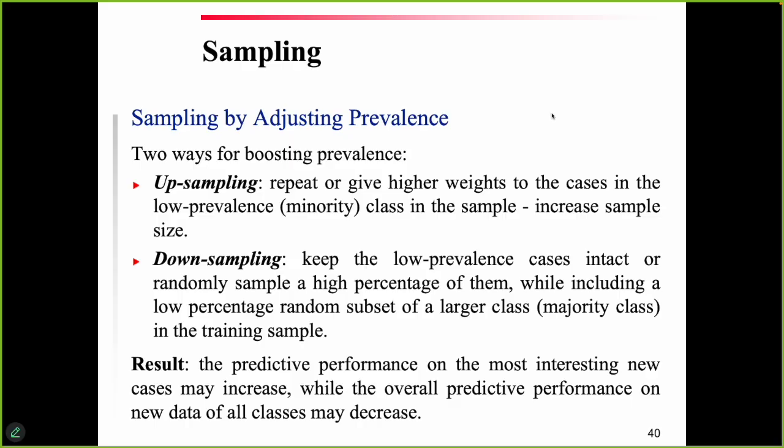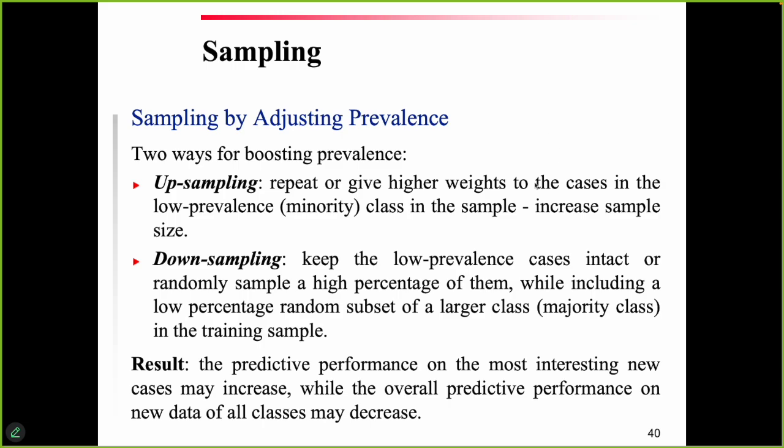But as I said, the risk with downsampling is that removing cases from the majority class may lose some useful patterns. But if your data set is so large, then it doesn't matter. If your data set is smaller or your minority class is very important, then you use upsampling because you don't want to lose more data.